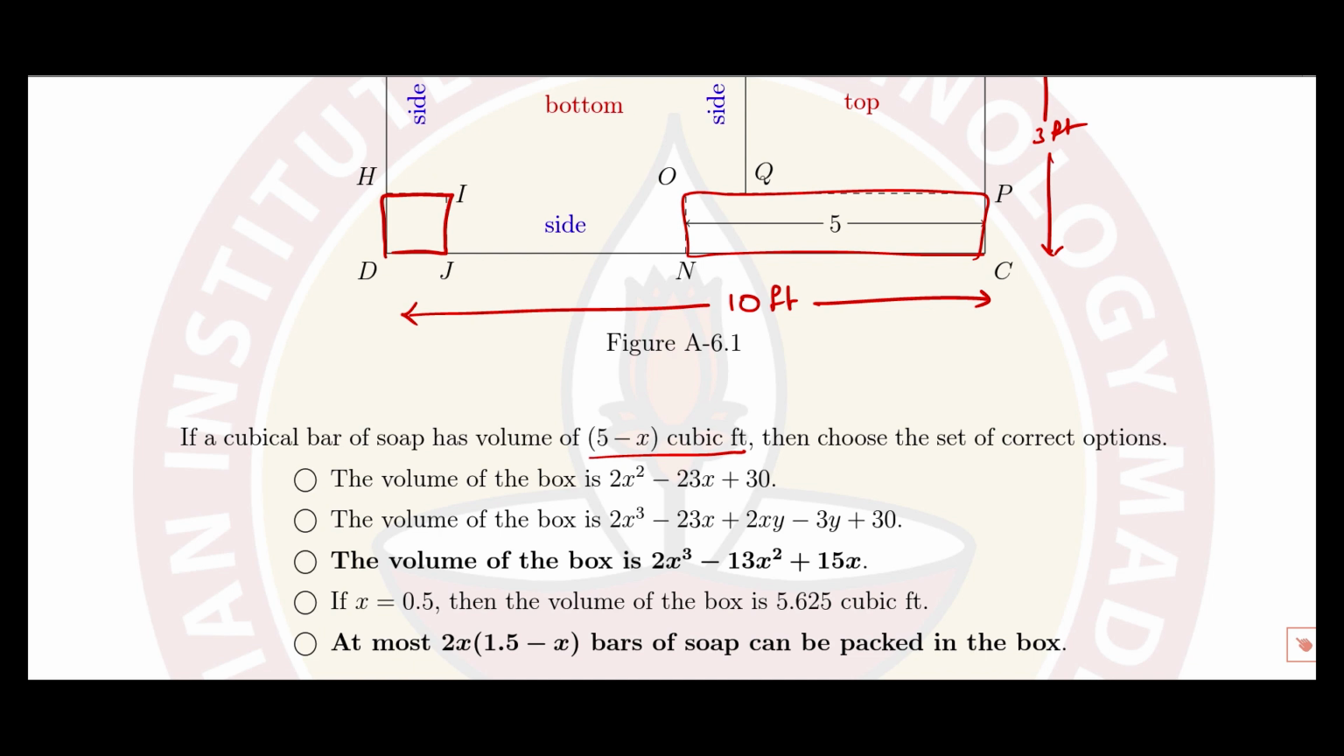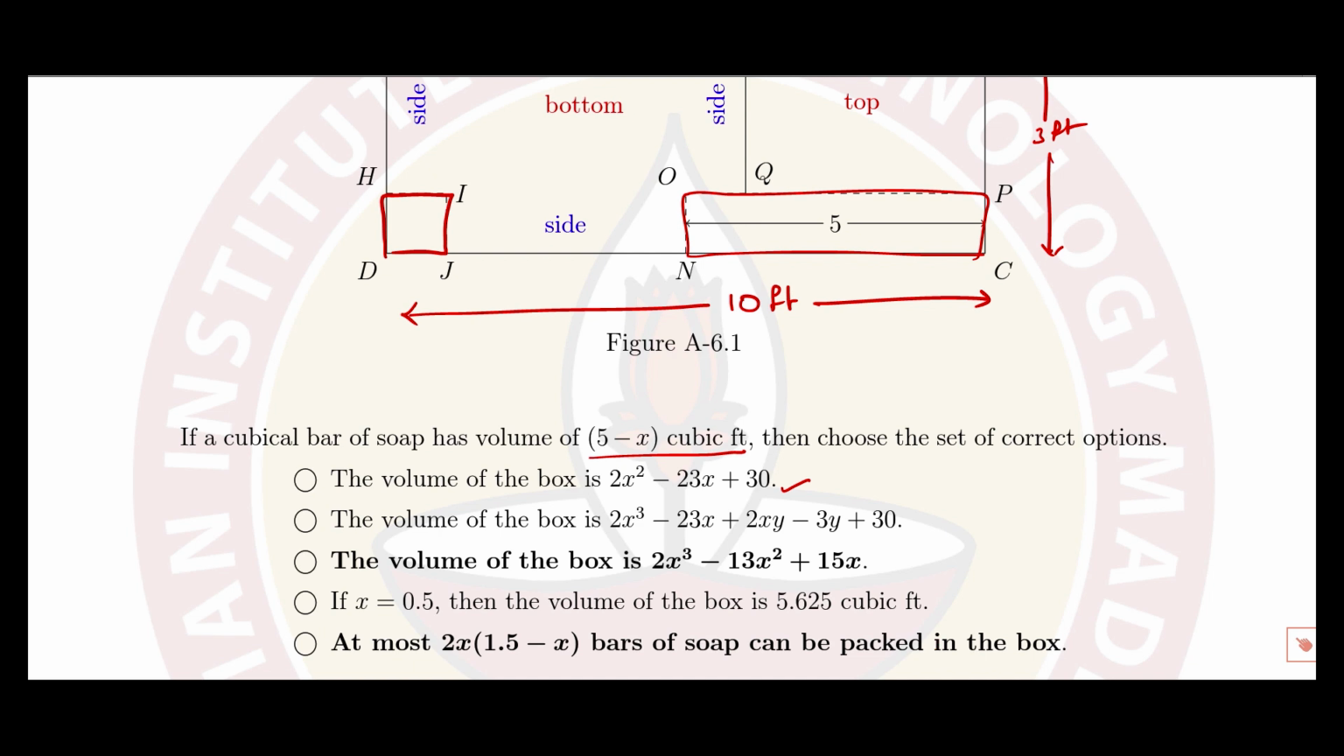So the options are: the volume of the box is given by some polynomial; if x is equal to 0.5, then the volume of the box is 5.625 cubic feet; and the last option is at most 2x times 1.5 minus x bars of soap can be packed in the box. So we have to find the volume of the box first, and we have to find the maximum number of cubical bars of soap that can fit in that box.